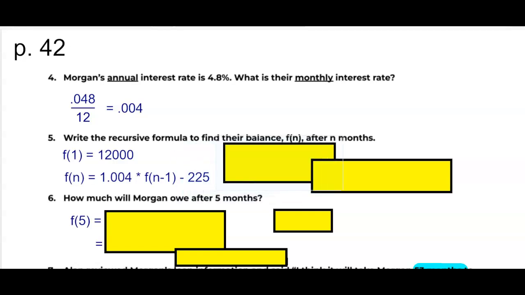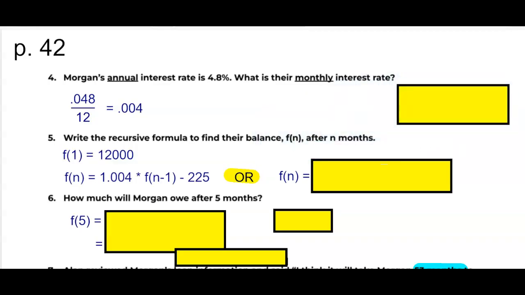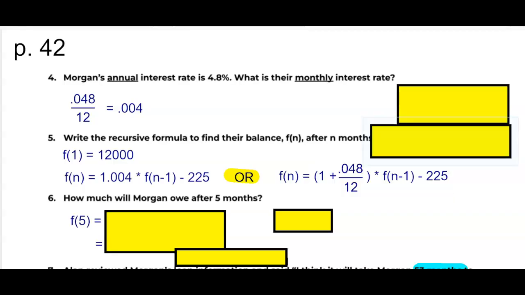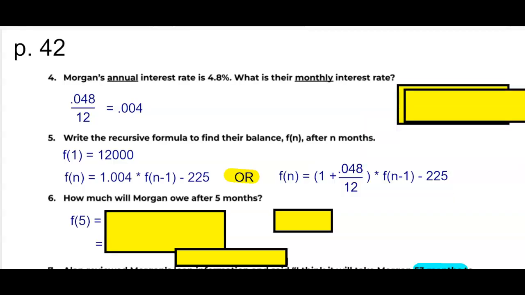And then if I subtract the 225, I have it. Now where did I get 1.04 from? Well, you have to think about our formula having a 1 plus a fraction. So if we just replace the fraction with the 0.004 and then add 1 to it, this is what we have. So if you want to think of it as 1 plus a fraction instead, because you're used to that, that's totally fine. You have to multiply that by the previous term and then subtract 225 in that order.